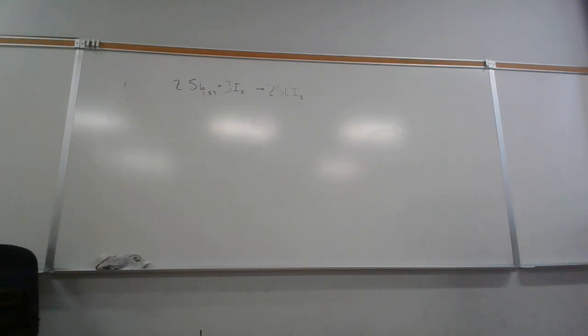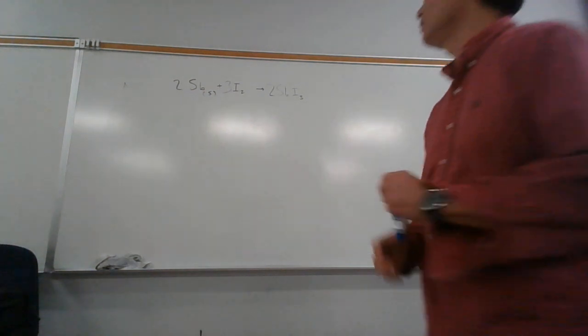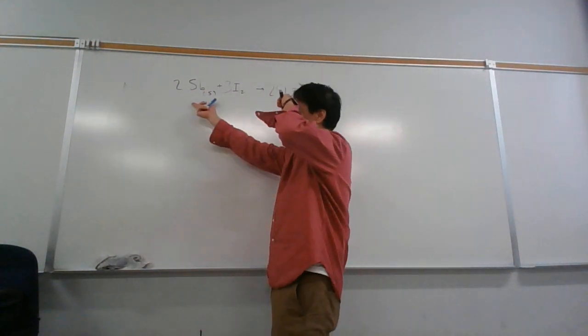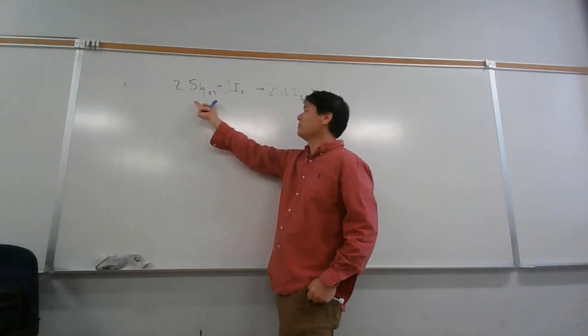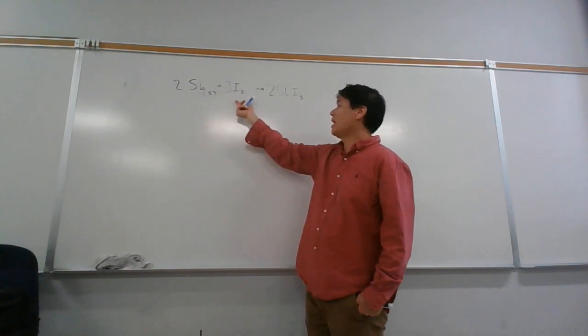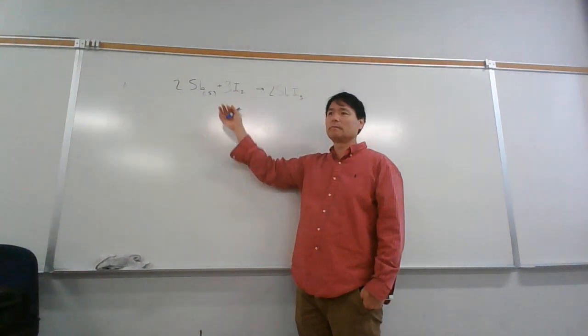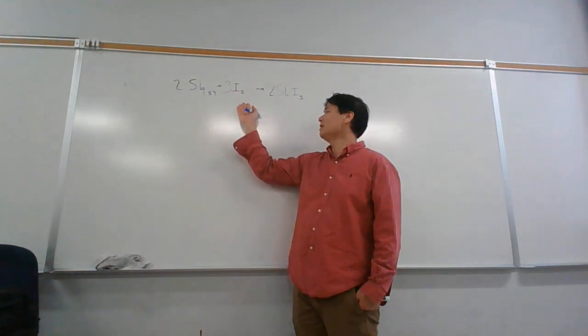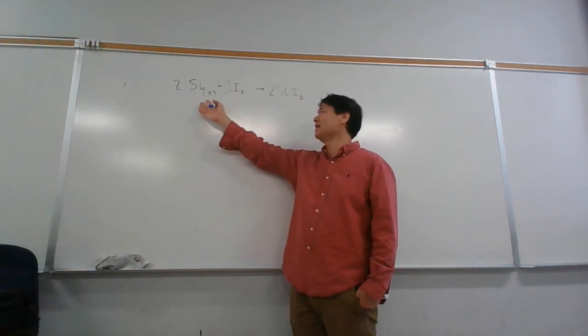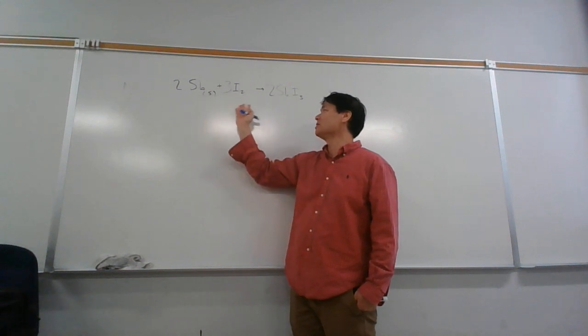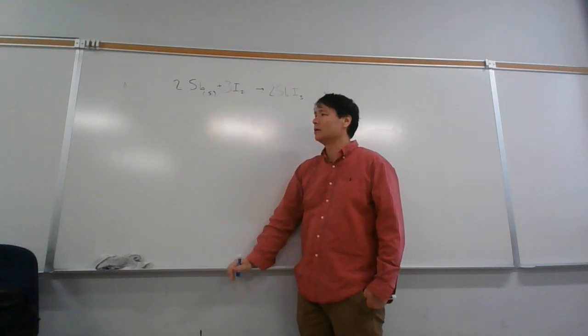The next step is, okay, we're given amounts. If we're only given, let's say, X grams of antimony, and they didn't say anything about iodine, then what we do is we assume there's plenty of iodine to react. And vice versa. If they give us the grams of iodine, but they didn't give us any grams of antimony, then we just assume we have plenty of antimony to react.